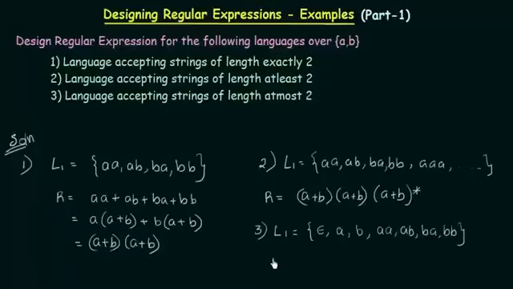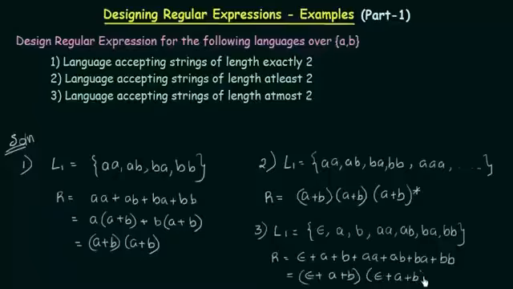So how do we write the regular expression for this? You can write it in a very simple way by just putting a plus symbol, doing the union of all of them: epsilon plus a plus b plus aa plus ab plus ba plus bb. Now you can simplify this and write it in this way. You can write (epsilon plus a plus b), and you can write again (epsilon plus a plus b).